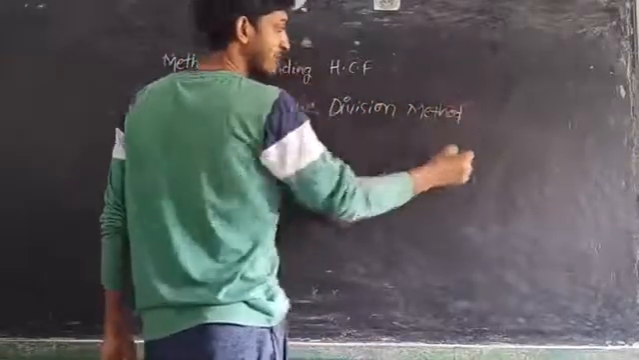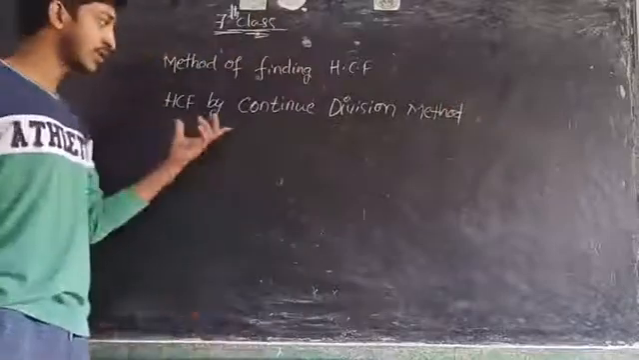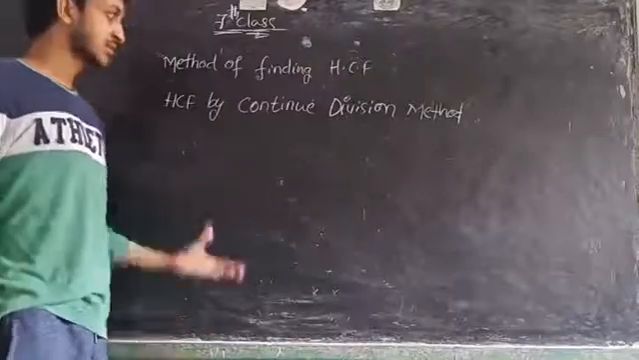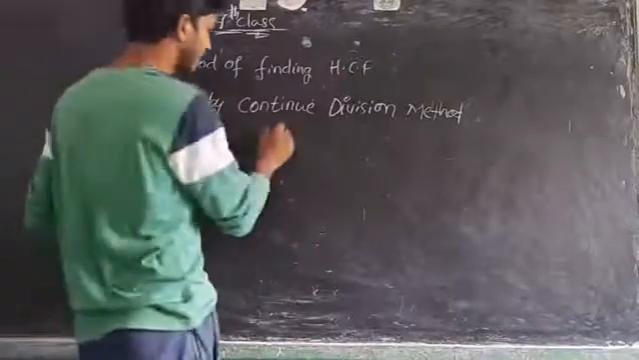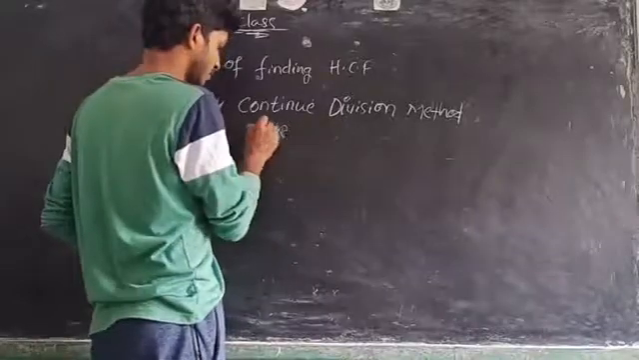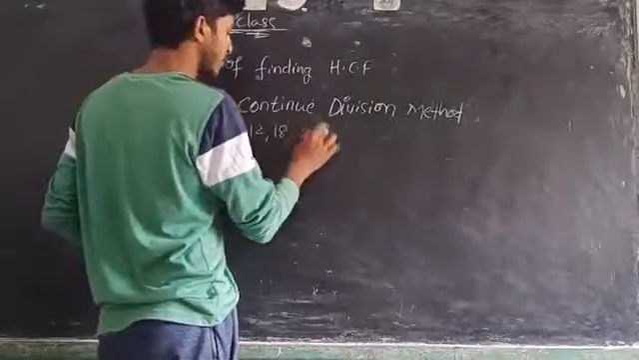The previous method is the prime factorization method. This is the continuous division method. See here, how can we find the HCF by the continuous division method? I am taking 12, 18 and 24.